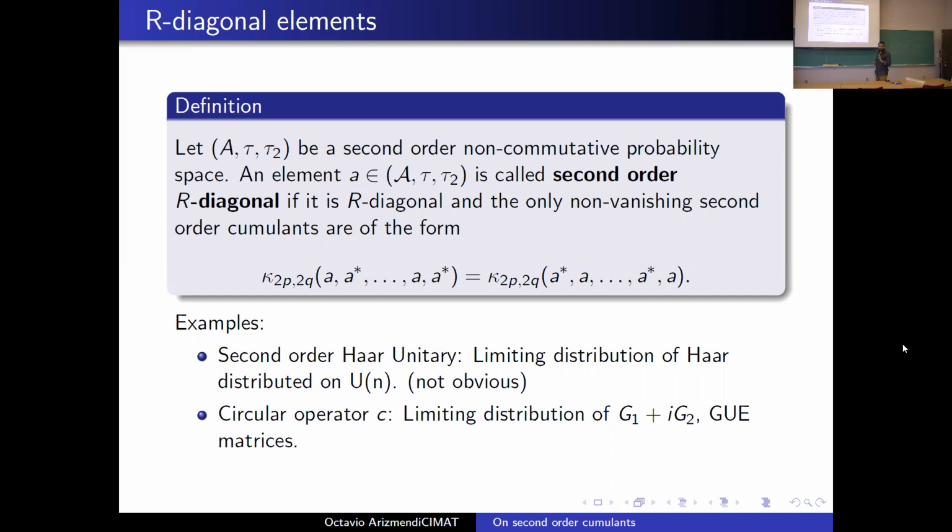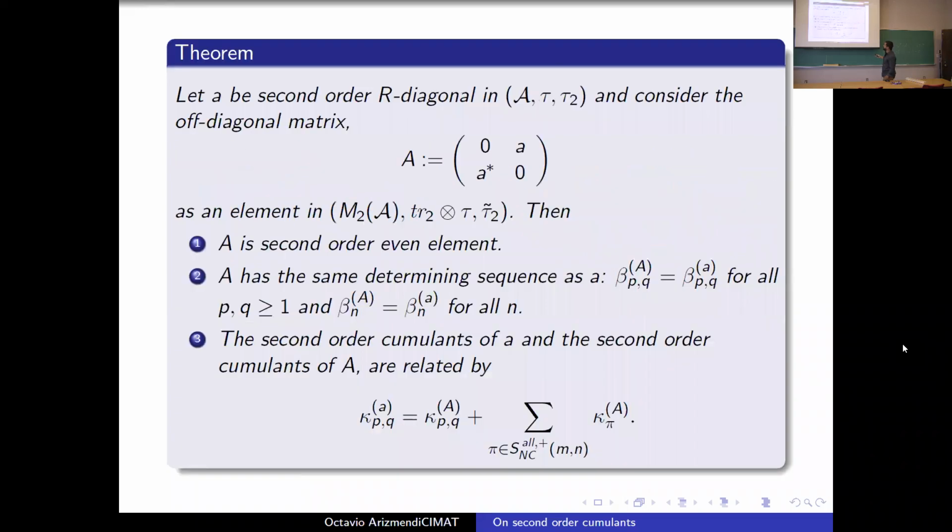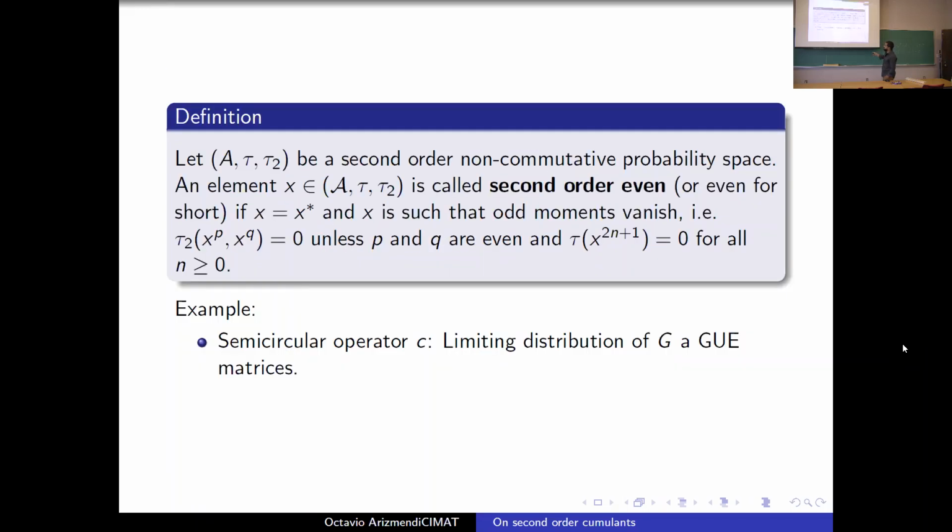Another question? So these are again the two main examples. We will show that there are more examples on how to build them. This is the idea. And an even element is just as before. So we have these moments which are zero, and also these moments are zero if P plus Q is not even. And again, the semicircular operator should be not only semicircular in the first order, but also have fluctuations as the limiting object of the GUE.